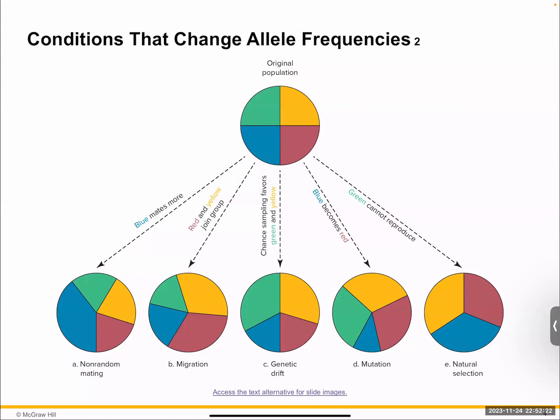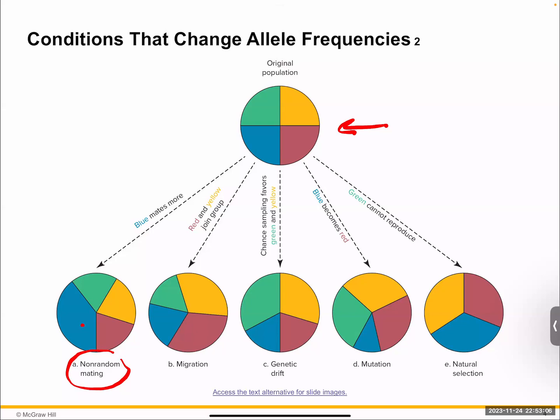So this is a picture that represents how those allele frequencies may change if one of those 5 changes takes place. On the top, you can see a circle with 4 quadrants, an even distribution of the 4 populations represented by their 4 colors. The first one represents non-random mating, and in this case, blue is a favorite in terms of mating, so it's the most popular one, causing the blue population to increase and the other 3 populations to decrease over time.